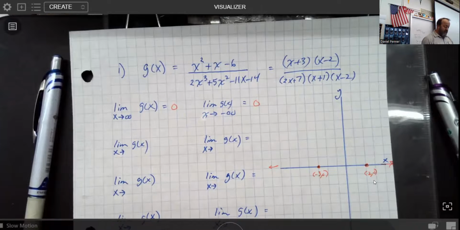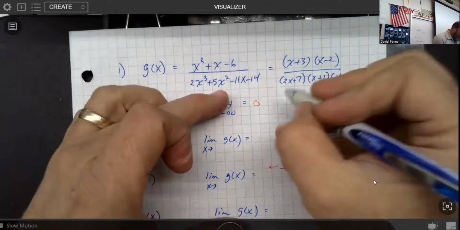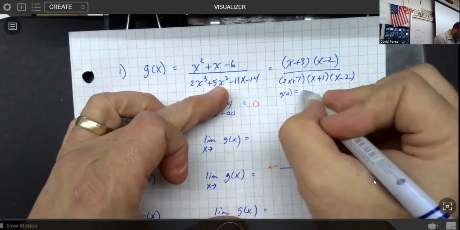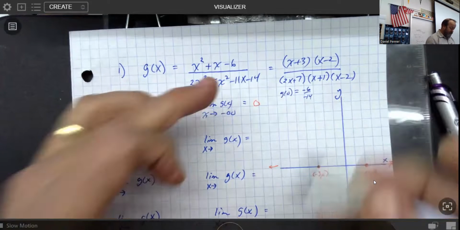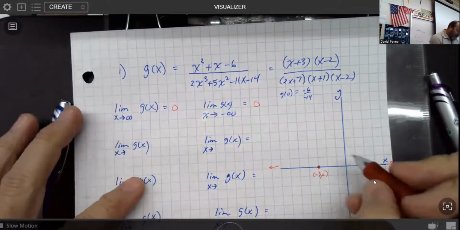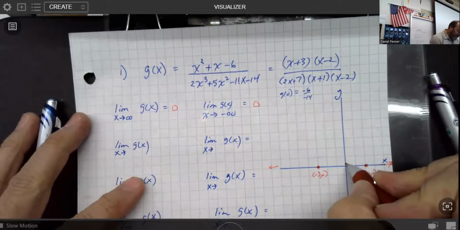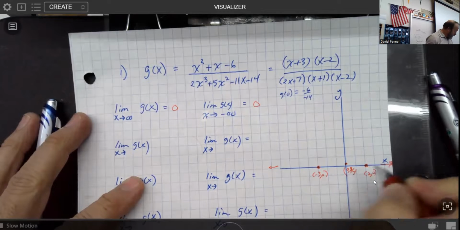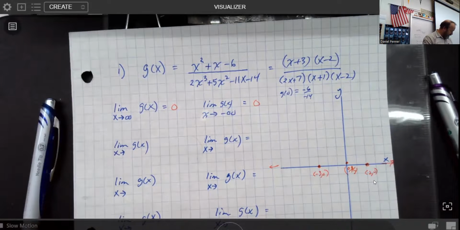I also could see that if I plugged 0 into g itself, g of 0 would give me negative 6 over negative 14, which is 3/7. So right here, if I plug in 0, I've got 3/7. And I'm afraid that if I don't put that nice and small, I'm going to end up having something in the way. But that's what I have so far.